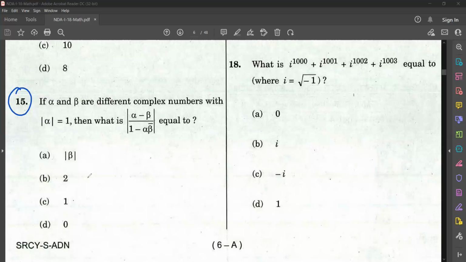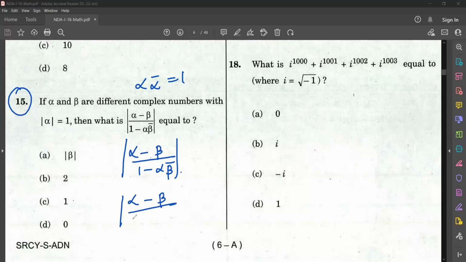So here what I'm going to do is take this expression, alpha minus beta by 1 minus alpha beta bar, all modulus. I know alpha bar is 1, so I'm going to replace this 1 using alpha bar. So alpha bar minus alpha beta bar. Now I can take alpha common from this. So this will become alpha minus beta by, if I take alpha common, alpha bar minus beta bar.